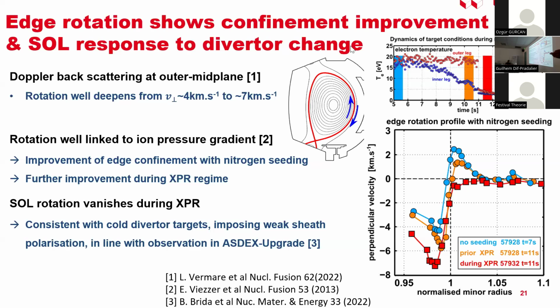Now, an interesting point also: you will see in the scrape-off layer, the rotation has vanished when we are in the X-point radiator regime. And as I said, we have very cold targets. So it means that the sheath polarization is really small, as it goes like 3 times Te. This polarization propagating in the scrape-off layer means there is no potential there, no rotation.